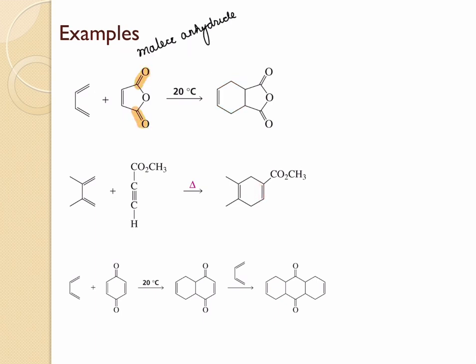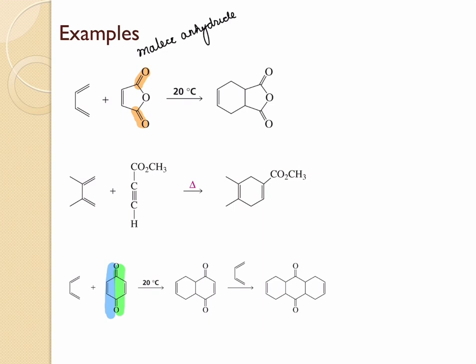Here is an example of a double Diels-Alder reaction. Here is a dienophile, and this dienophile is symmetric. Therefore, we can divide this into two equal halves. So let's do that. So here is one half, and this is the other half. And each of these halves is going to react with the diene separately to give us the final compound, which is a tricyclic compound.